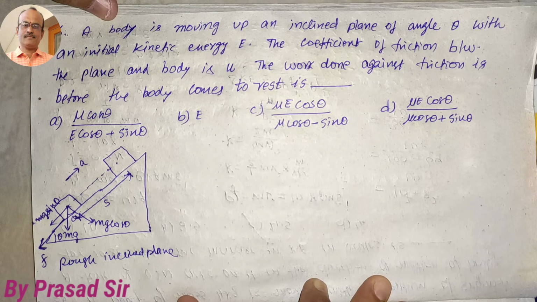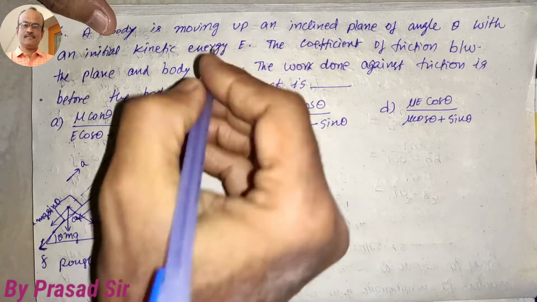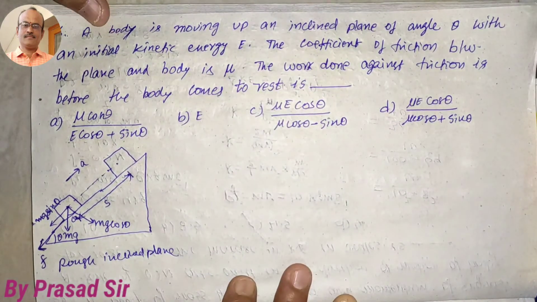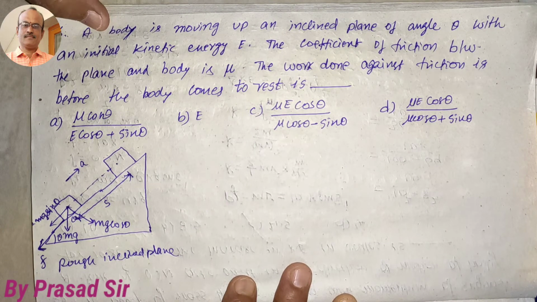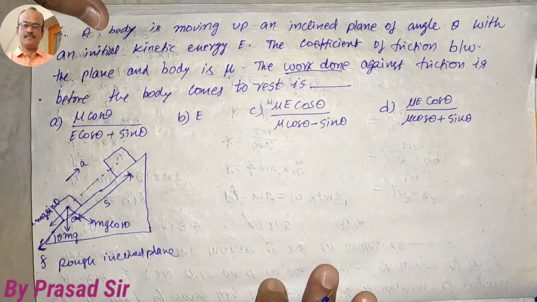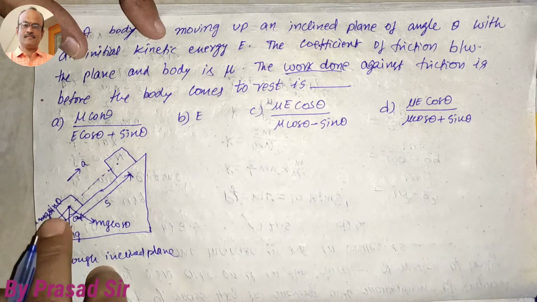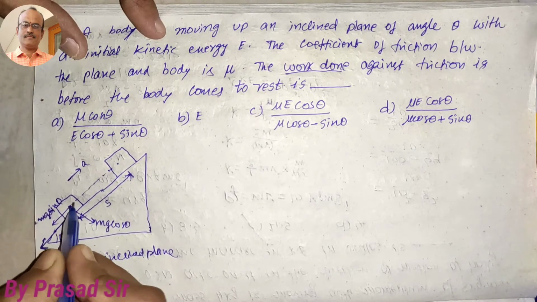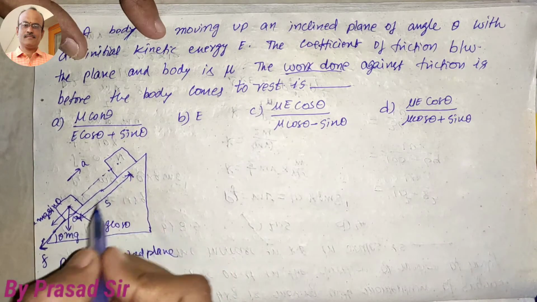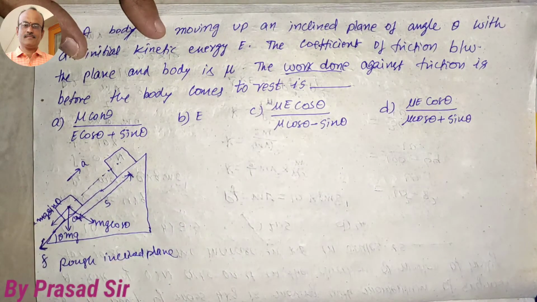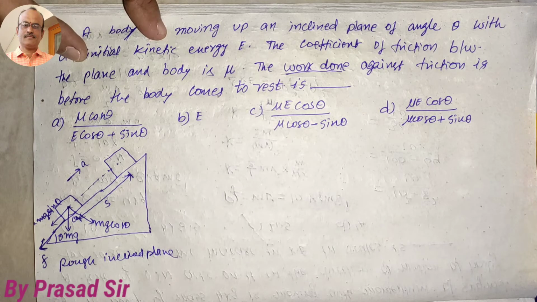Now the question number 36. A body is moving up a rough inclined plane at an angle theta with an initial kinetic energy E. The coefficient of friction between the plane and the body is mu. The work done against the friction before the body comes to stop is how much? Work done is nothing but force into displacement. Here is the diagram, an inclined plane which makes an angle theta. The body moves from here to there, covering a distance of s. But how much work done is required? So work done is force into displacement.